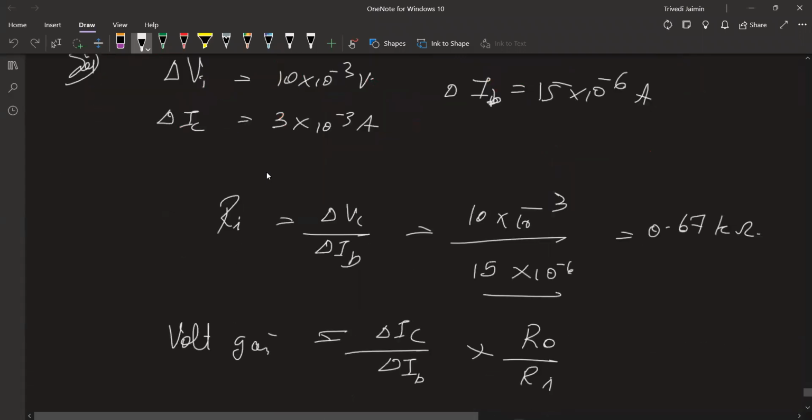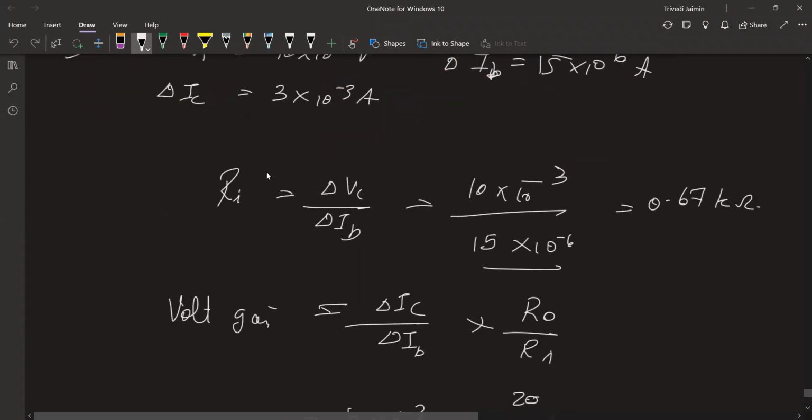What are the options? Let's choose from option 0.67. We have only two options with it. In options, we have 0.33 kilo ohm and 1.5, it is not possible. 0.67 kilo ohm and 200, this is possible. 0.67 kilo ohm and 300, so this is only possible.